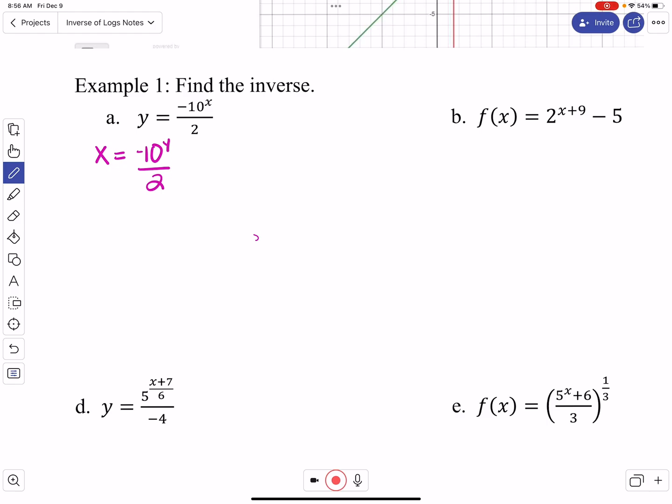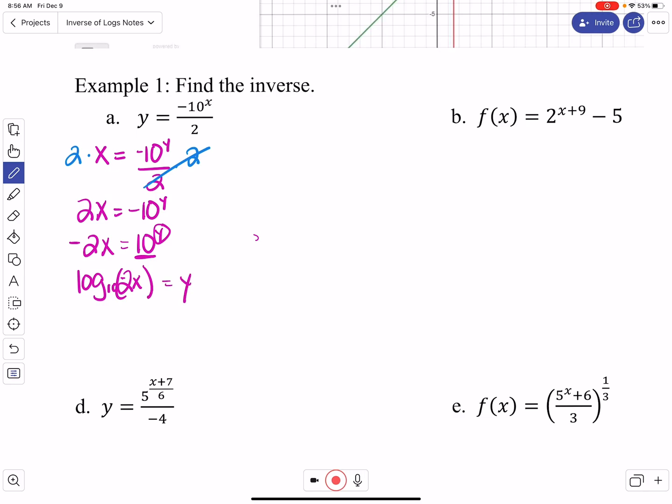So I'm going to multiply both sides by 2. So if I multiply this side by 2, then we'll get 2x equals negative 10 to the y power. We also want to get rid of that negative, so it would be like multiplying by negative 1 or dividing by negative 1, either way. So then I have 10 to the power of y. Now I can change it to a log. So remember, the 10 is the base, so log base 10. And remember, this is what we set it equal to. So we have negative 2x here, and set it equal to y. And so this is our answer.